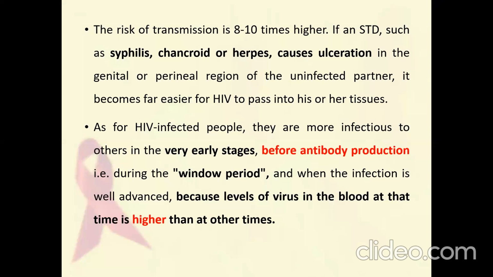HIV infected people are more infectious to others in the very early stages before antibody production, that is during the window period, and when the infection is well advanced, because the level of virus in the blood at that time is higher than at other times.